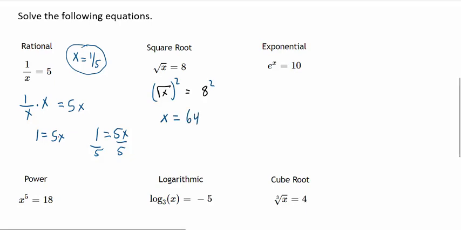If you were just to check it by plugging 64 into the equation here, you'd see that you get the square root of 64 equals 8, and since the square root of 64 is equal to 8, that's a true statement. That makes x equals 64 a valid solution to the equation.